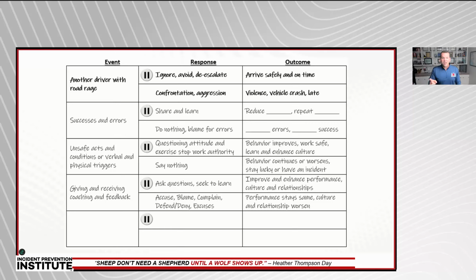And so the next one that I want to talk about is successes and errors. This is really, really important. I feel like we've gotten better at errors. Let's just take near miss reporting. I voluntarily report to you that I made an error. How you respond to that matters.